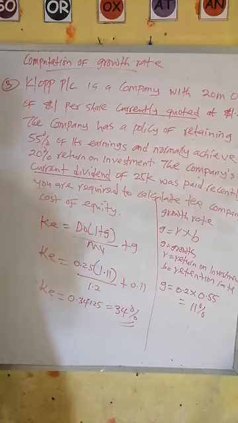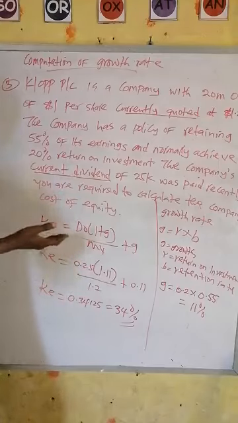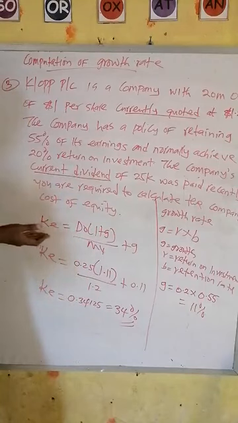So that is how to compute cost of equity and how to compute the growth rate using both methods, the dividend valuation model and the Dividend Growth Model. Because most times the examiner will not give us the growth rate, we are required to compute it ourselves. So from there, we can look for any variable that we are not given. How do you know the formula to use?